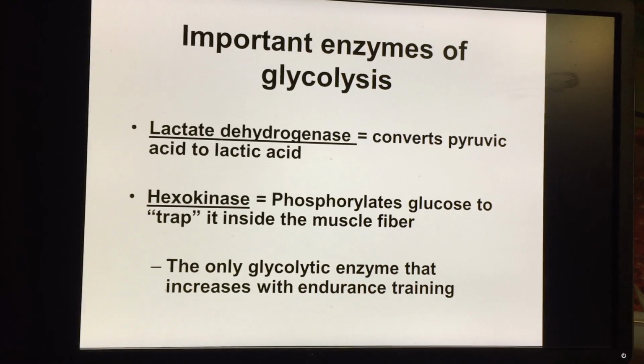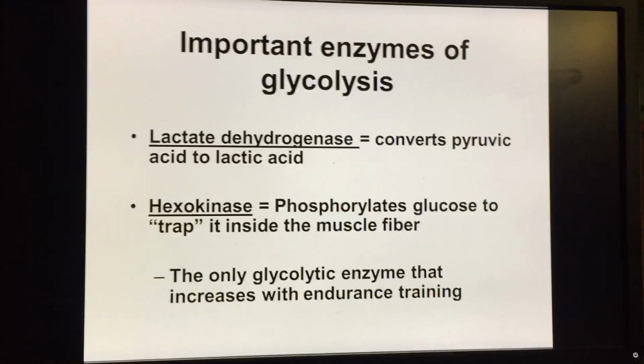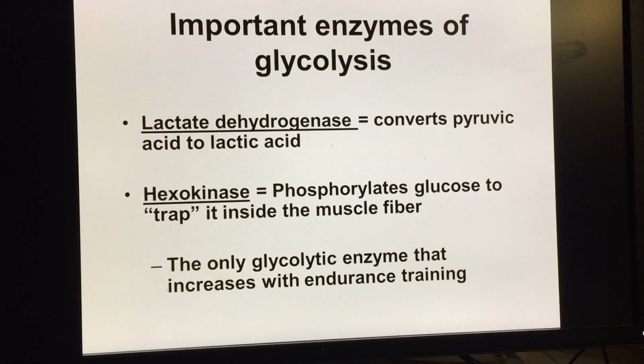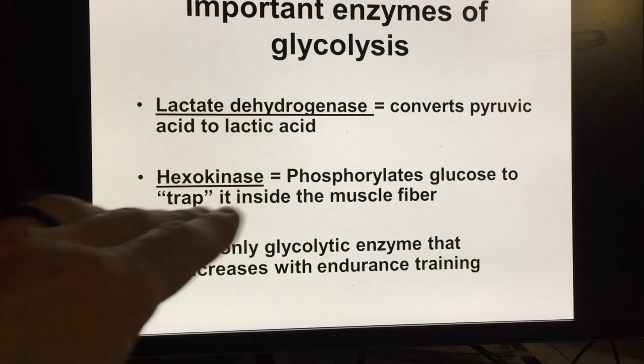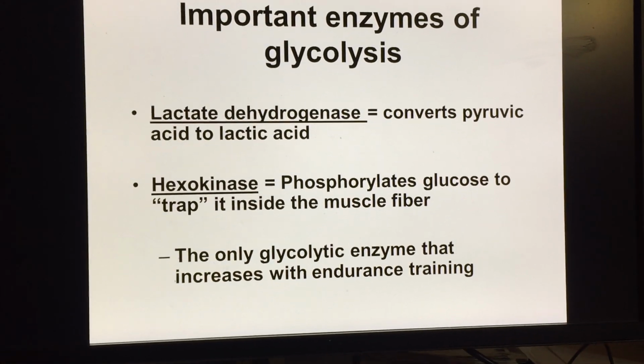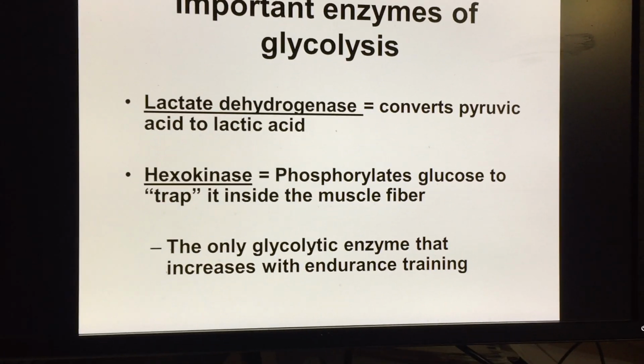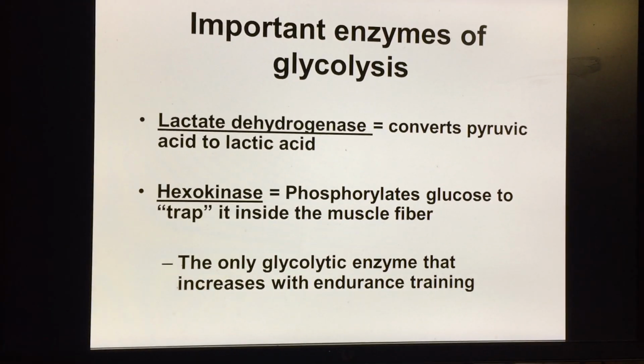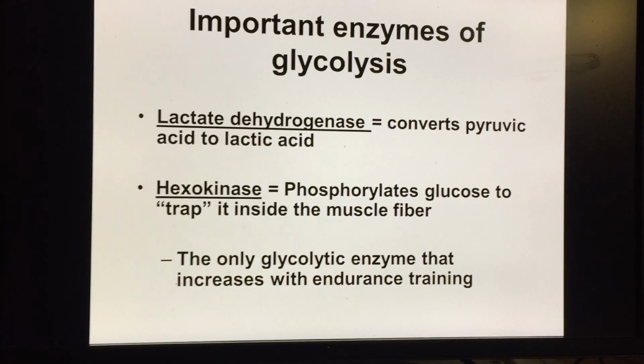Hexokinase phosphorylates glucose to trap it inside the muscle fiber. An important thing to remember here is that hexokinase is the only glycolytic enzyme that increases with endurance training. So that's one way by which endurance training could help to control your blood glucose levels.